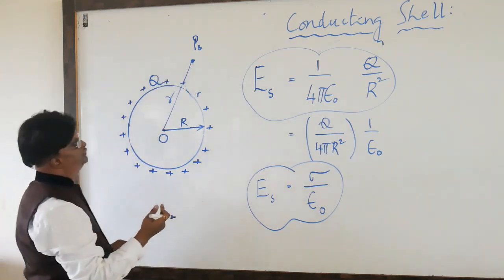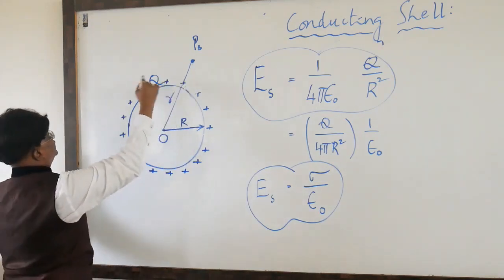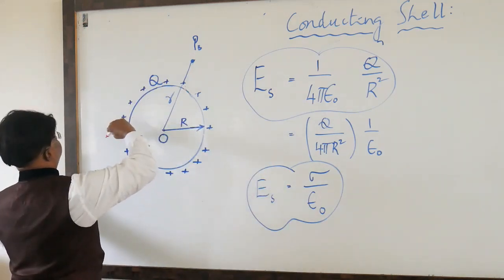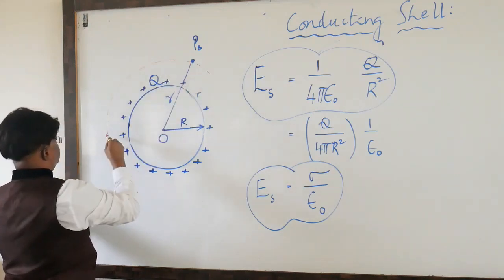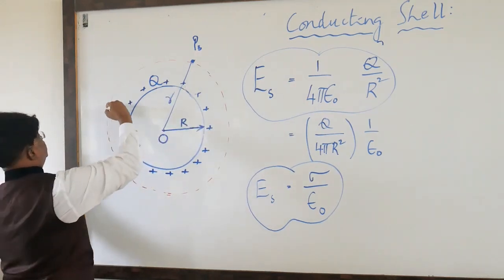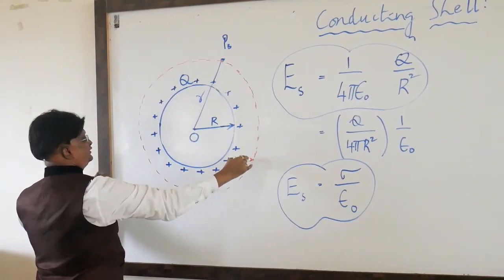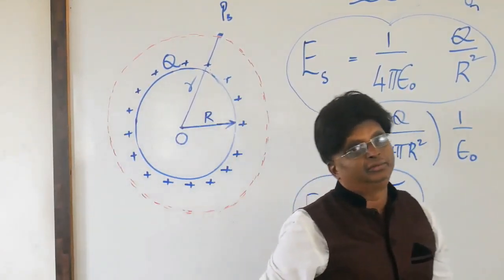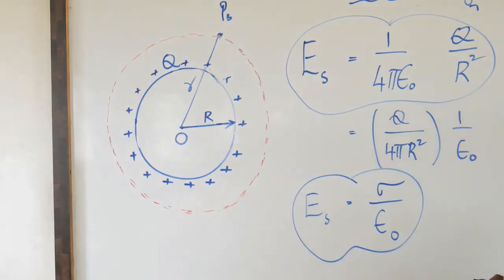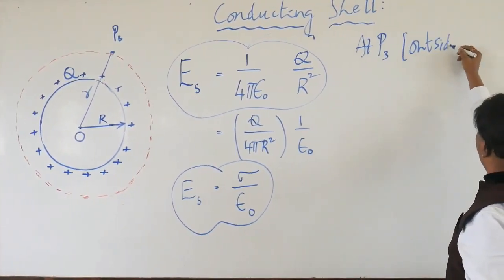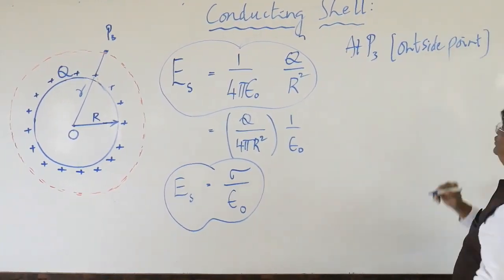Again, to find intensity at P3, the same case again. What we do here? Here I show a Gaussian surface, this time with red color. So this is a Gaussian surface, which is a sphere of radius small r. Radius small r, please do remember, from the center. This is a Gaussian surface which is a sphere of radius small r. Now this is where P3, I am writing. P3 means, yes, outside point. P3 is an outside point.